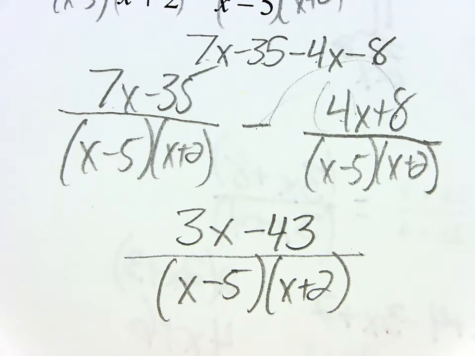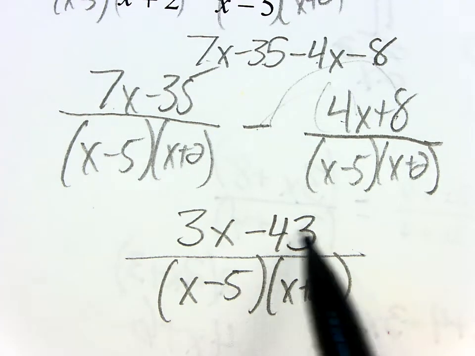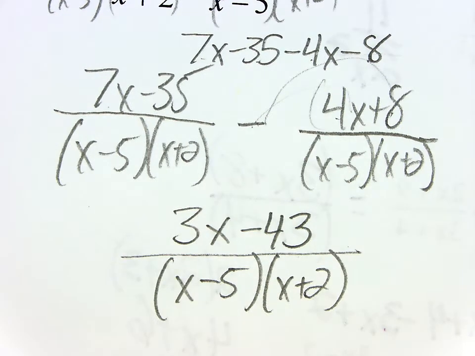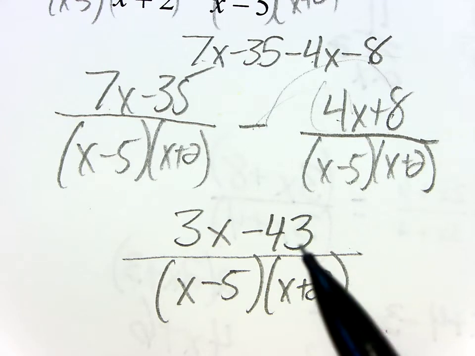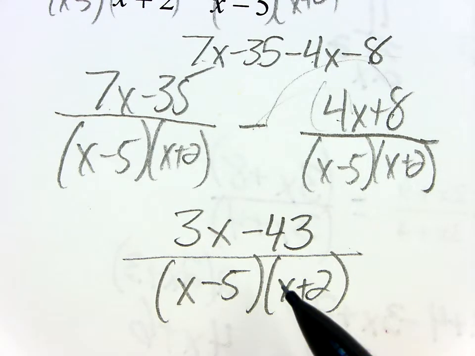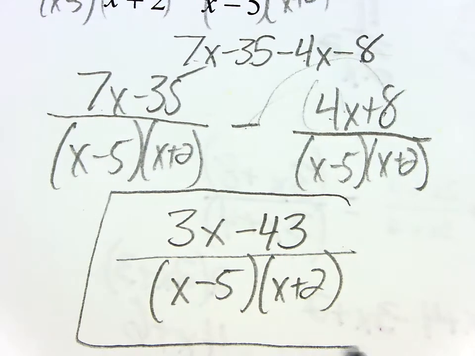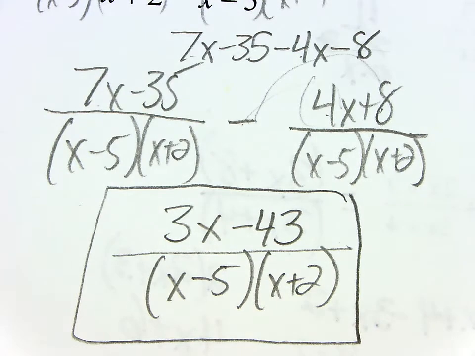These can be tough. And now I ask myself, okay, can this be factored? Can I simplify my answer any further? Can I take a 3 out of the top? No, because 3 doesn't go into 43. So I'm done. I can't cancel anything out. That's my final answer. Does that make sense? So try 6 then.